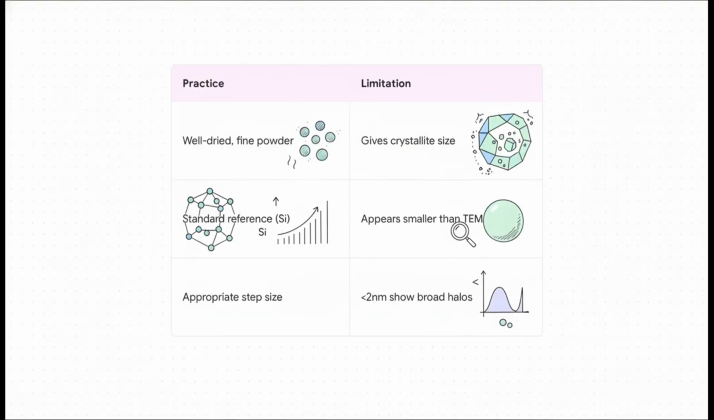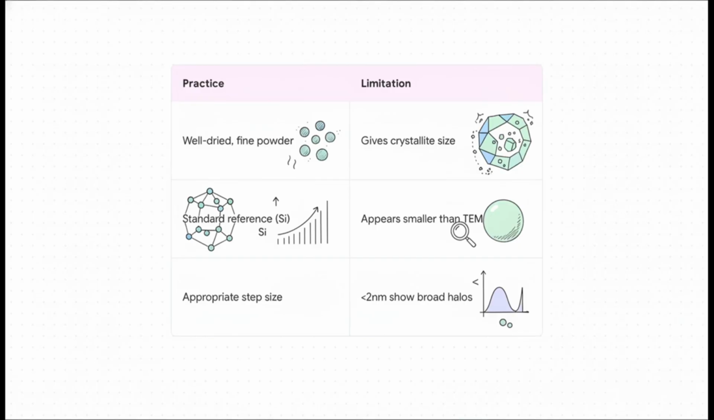Time for a reality check in Section 5, Best Practices and Limitations. Let's contrast our ideal setup rules against some hard physical limitations in the lab. For best practices, you always want to use a well-dried, fine, homogeneous powder. It's also absolutely crucial to remove any instrumental broadening by using a standard reference, like silicon, and to use the appropriate 2 theta range and step size for your scan.